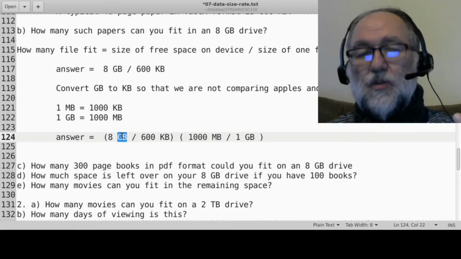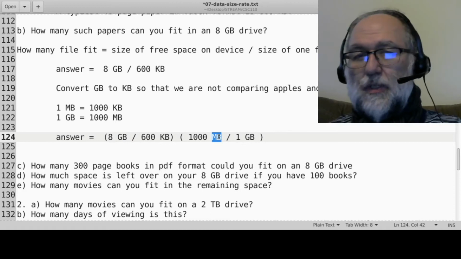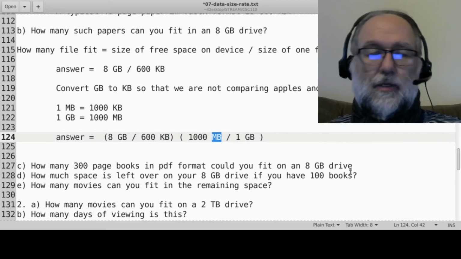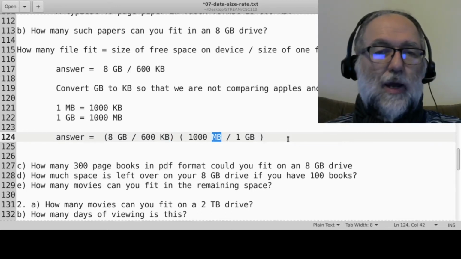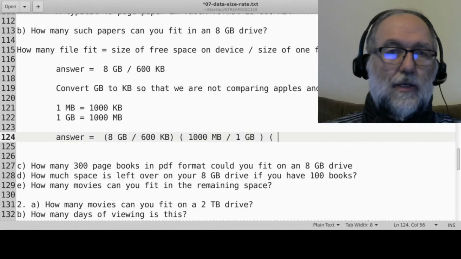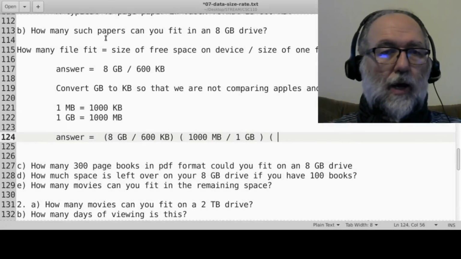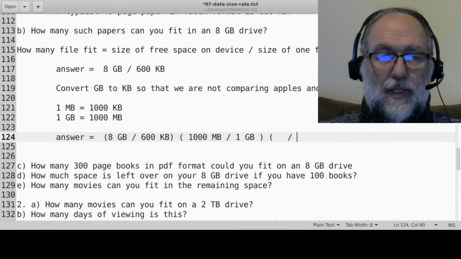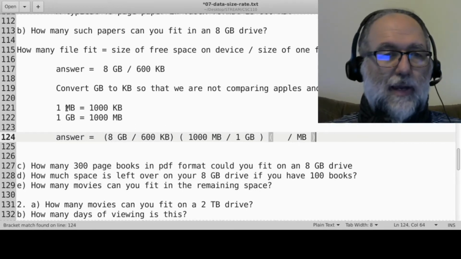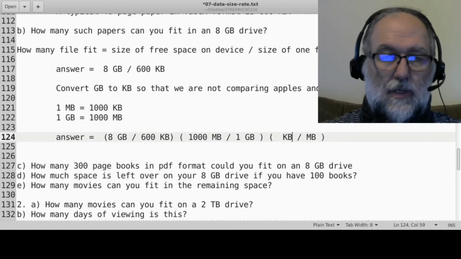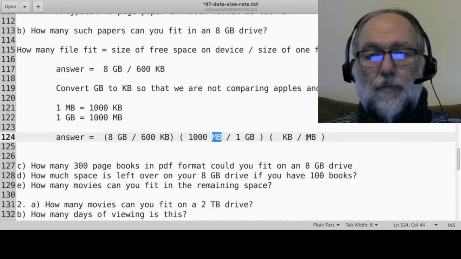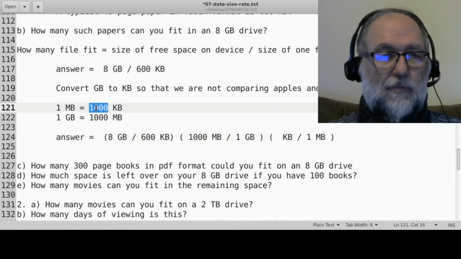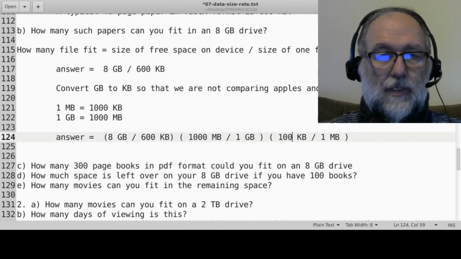Great, we've reduced the gigabytes one step down to megabytes, but we're still not done because we have kilobytes here, and the kilobytes are not going to cancel the megabytes. So we want to do one more step. We want to get rid of the megabytes, and we're going to use this fraction now. We want to eliminate the megabytes in favor of the kilobytes. So megabyte in the numerator, megabyte in the denominator here, and they'll cancel. And 1 megabyte from this one right here is going to equal 1,000 kilobytes.